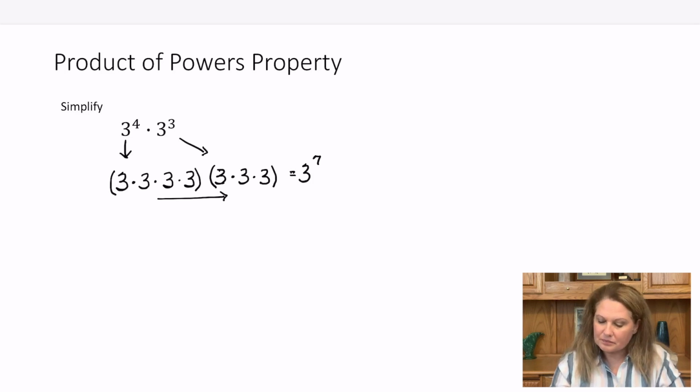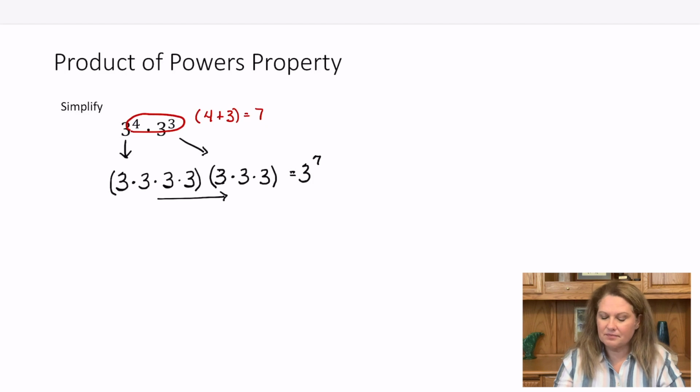If you notice, if I add my exponents together, what's 4 plus 3? I hope you're saying 7. Notice the 7 is the same as the 7 in my simplified version, 3 to the 7th power. The product of powers property says if I have the same bases in my powers, all I have to do is simply add my exponents together. And we can verify that by actually looking at our expanded form for proof.